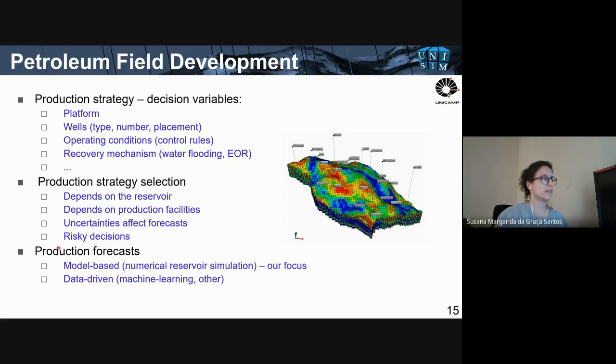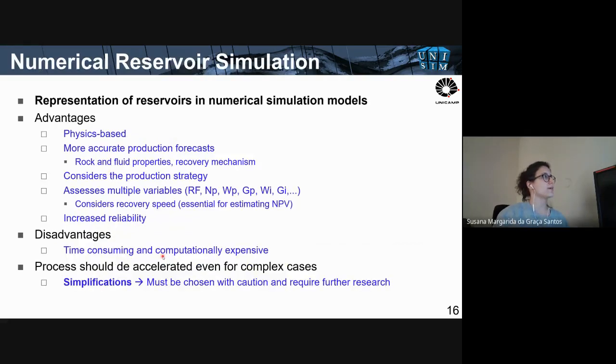But for us, we focus a lot on production optimization and production strategy selection using reservoir simulation, because it's the best tool we have today to capture all these dimensions of the problem: the reservoir side, the production side, the uncertainties, and all the integration between them. So basically, it has some advantages.